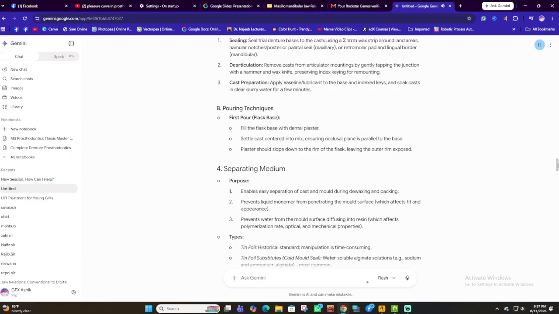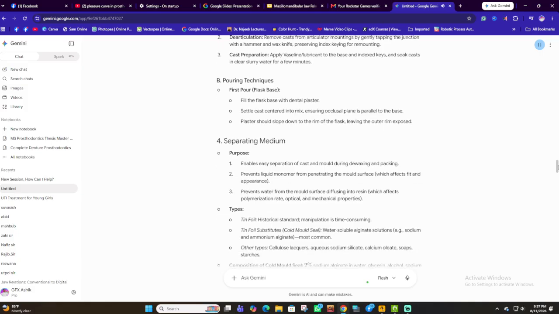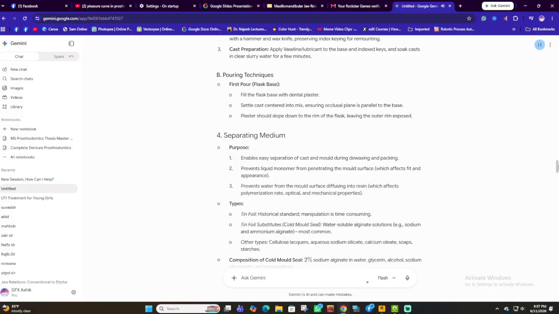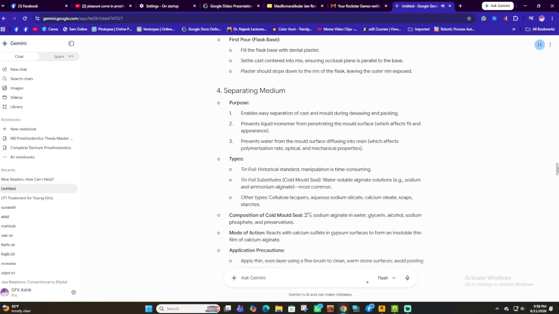4. Separating medium. Purpose: enables easy separation of cast and mold during dewaxing and packing. Prevents liquid monomer from penetrating the mold surface, which affects fit and appearance. Prevents water from the mold surface diffusing into resin, which affects polymerization rate and optical and mechanical properties.